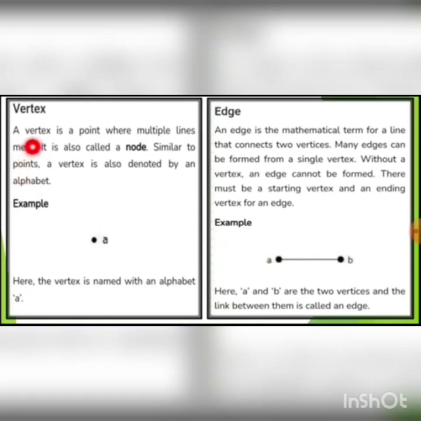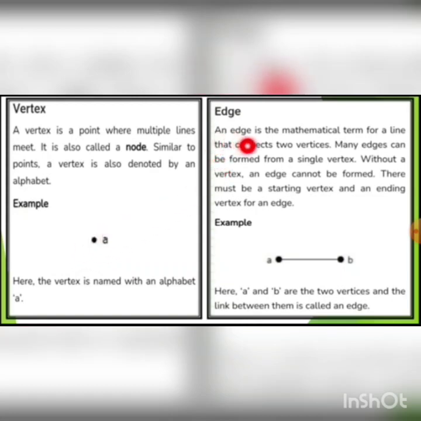Vertex. A vertex is a point where multiple lines meet. It is also called a node. Similar to points, a vertex is also denoted by an alphabet. For example, here the vertex is named with an alphabet A and denoted by a dot.